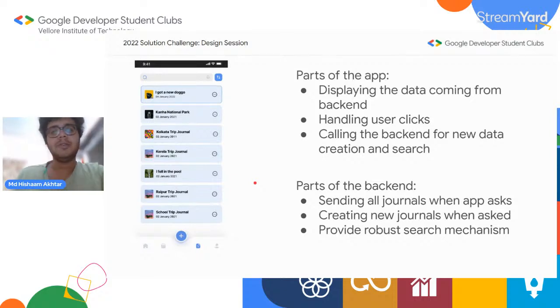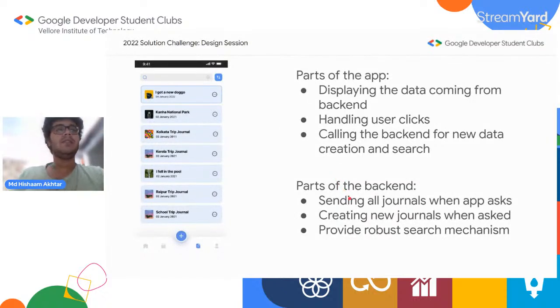Secondly, creating a new journal. Of course, if someone wants to create a new journal, they just click on this create button, add whatever details they want to add, right? And then when they hit create, the backend will get the request, and the backend will take the data that has come from the app and put it into the database, and that way it will be able to create the data in the database, right?